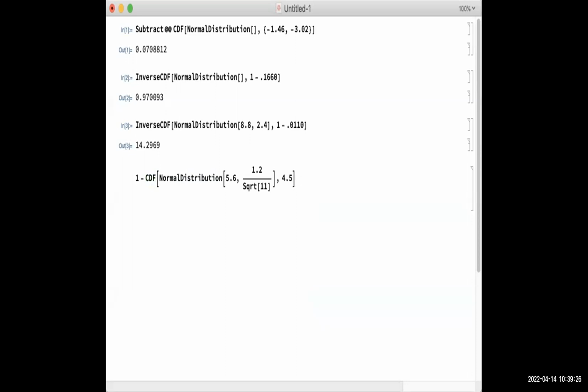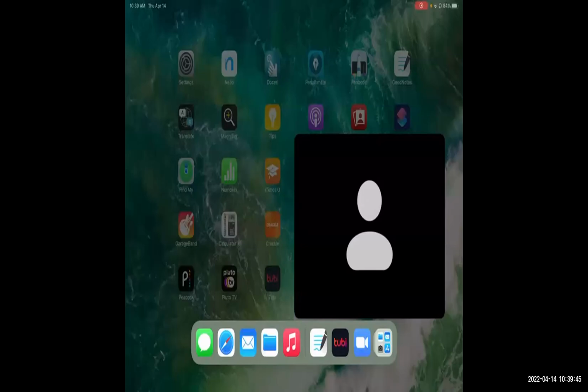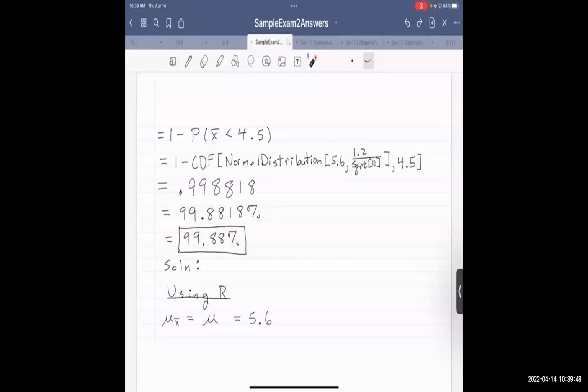Okay, so let's do that. And if I do that, I have 0.998818. Let me type that into my piece of paper. And so I have here 0.998818. Let me move my decimal place 2 places to the right. 99.8818%, rounding to the nearest hundredth. We can also do this using R.